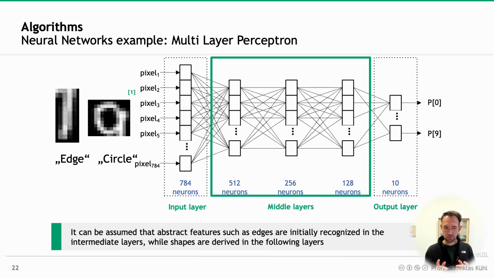Now, what it tries to do here, of course, is to predict the outcome. The handwritten digits are between 0 and 9, so there are 10 possibilities in total. One of the assumptions that we have, and that has already been shown in research, is that abstract features, in our case these images, such as the edges or the circles, are recognized in the intermediate layer, while other shapes are derived in the following layers.